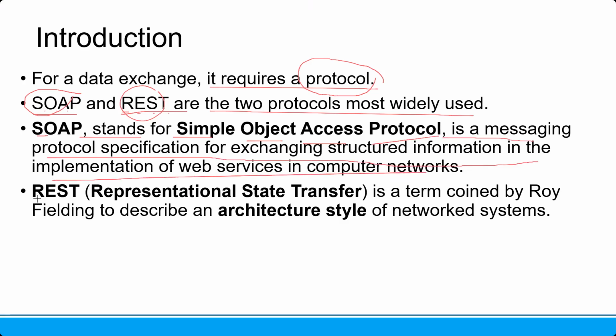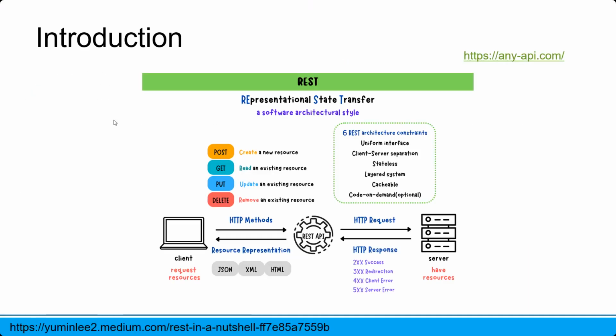The other protocol, we call it REST. It is representational state transfer. So someone named Roy Fielding described the architecture style of the network system. These days, people use the REST framework more than SOAP. So REST, it is the representational state transfer. It is a software architectural style, and we use this one.